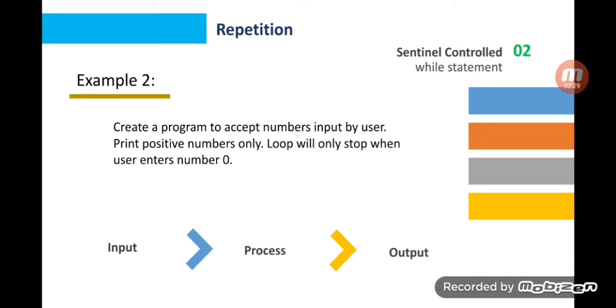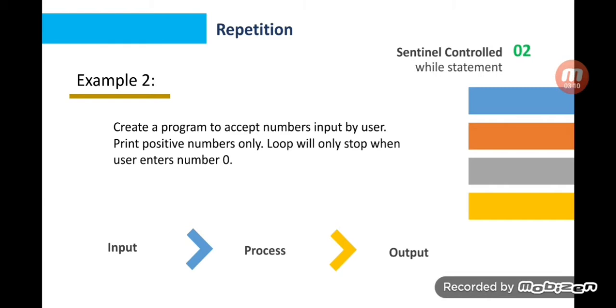Okay, so this is our input, number input by user. And then print positive numbers only. Okay, the user maybe enters a negative number, but the program only needs to display positive numbers. As long as the user does not enter 0, it will continue to loop the program to repeat the action. Okay, so our sentinel value is 0.